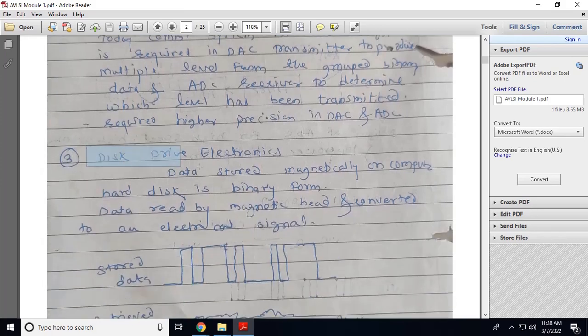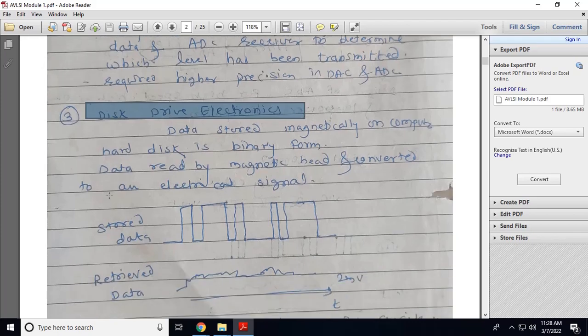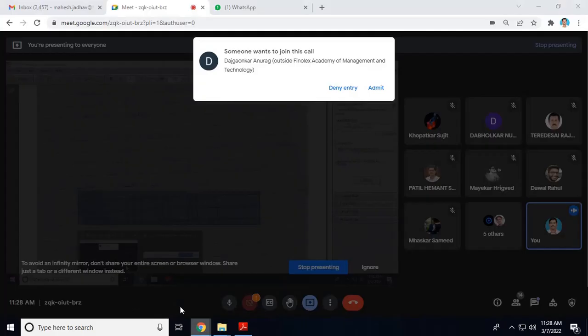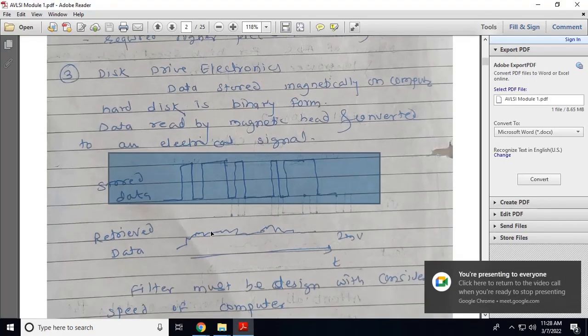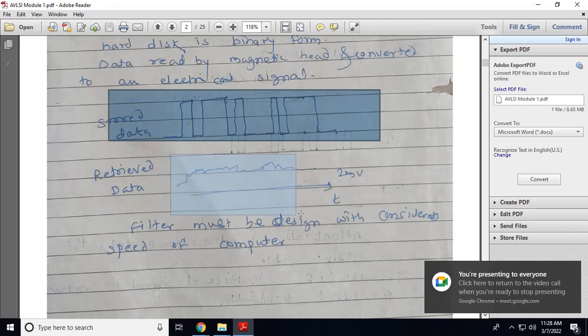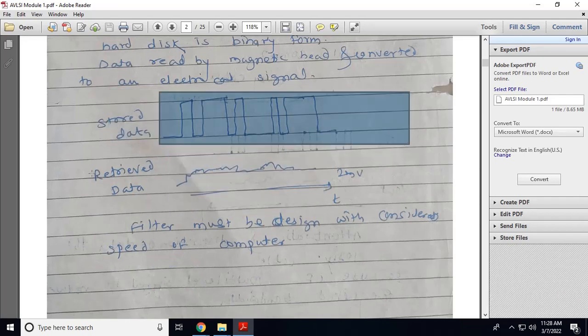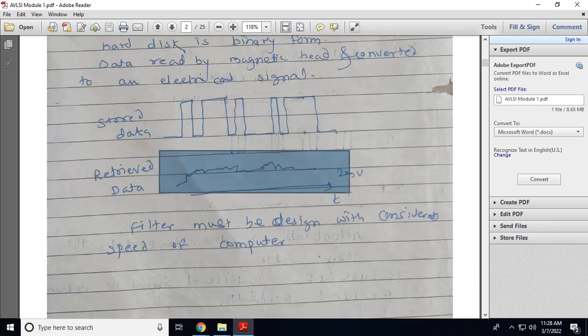Next area for analog design is disk drive electronics. We store data on a computer hard disk magnetically in a binary form, and when you read that data with a magnetic head and convert it into an electrical signal, the received data looks like this. This is the stored data and this is the received data.